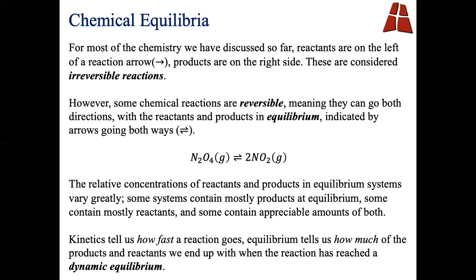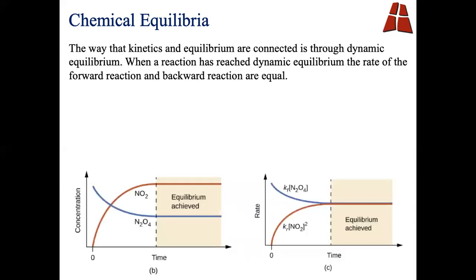However, just a reminder that kinetics, which we have been talking about, tells us how fast a reaction goes, whereas equilibrium is going to tell us how much of a reaction proceeds towards products versus how much stays in the reactants. And this is a process that is ultimately called dynamic equilibrium. And I will define that a little bit more on this next slide.